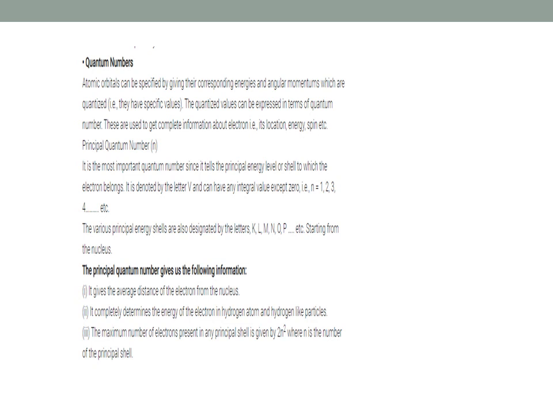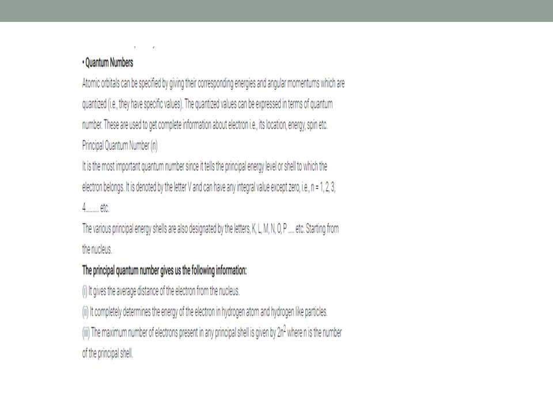It is the most important quantum number since it tells the principal energy level or shell to which the electron belongs. It is denoted by n and has values 1, 2, 3, 4, etc. The various principal energy shells are also designated with the letters K, L, M, N, O, P, etc. The principal quantum number gives the following information.